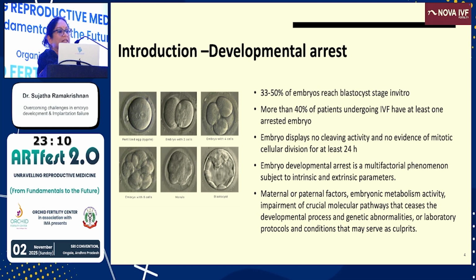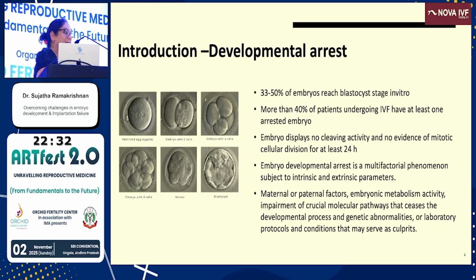When do we call it a developmental arrest? When you see that the embryo does not have any cleaving activity for 24 hours, there is no mitotic cellular division for at least one full day, that is when you call it that the embryo is arrested. Now, what is the incidence? 30 to 50% of the embryos only reach blastocyst stage, meaning the remaining 50%, they get arrested at some point or the other. And more than 40% of the patients undergoing IVF have at least one arrested embryo. So that is the incidence which is reported in the literature.